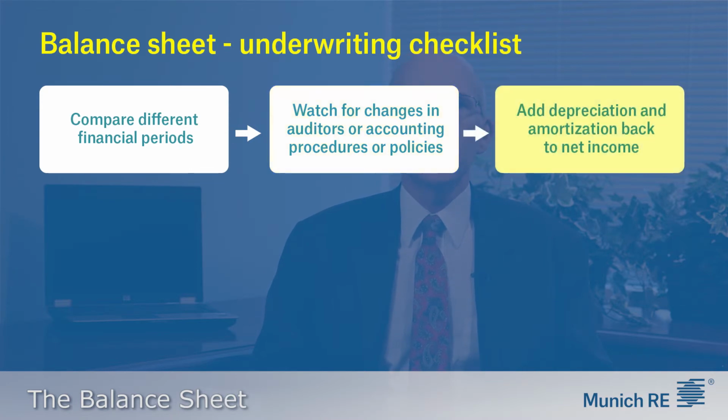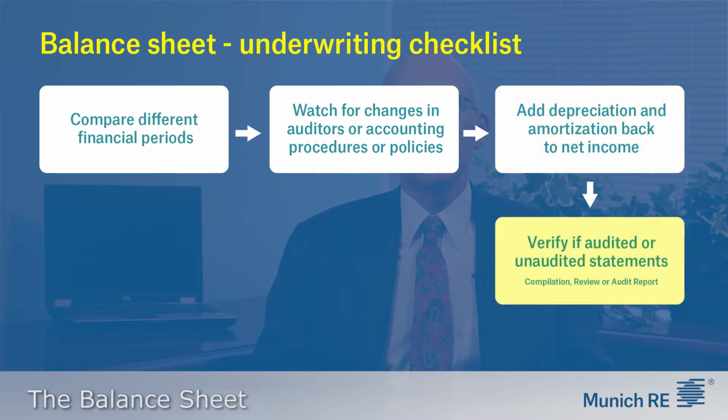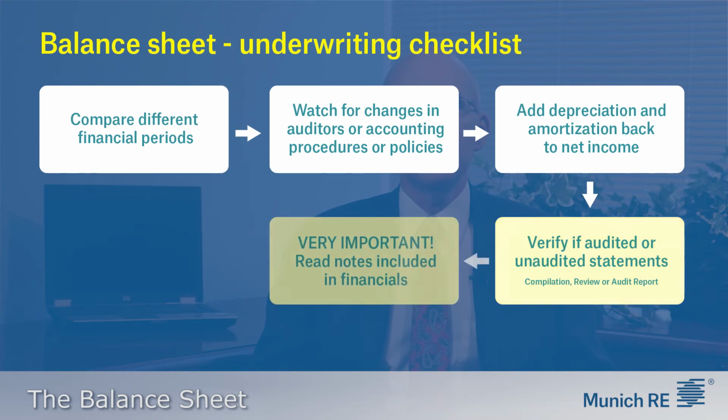Add depreciation and amortization back to net income. This can help you in justifying the coverage applied and provides a more accurate financial picture. Verify if the statement you're reviewing is audited or unaudited. Whether it's a compilation report, a review, or an audit report, all are helpful, but an audit report is the gold standard. And very important, read the notes included in the financials. These can be a great help in explaining the background and significance of the entries you're reviewing.